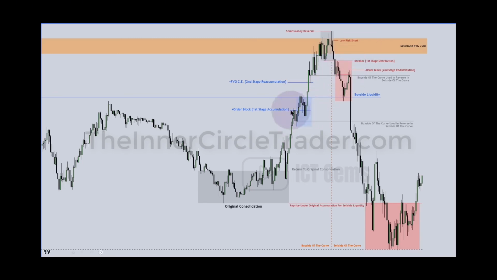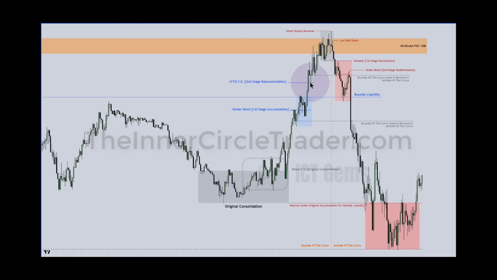Okay. So if you missed this one, this is also what I teach, which is a buy side imbalance, sell side inefficiency, consequent encroachment, which is the midpoint of this inefficiency. Did it get to this level up here yet? Nope. So this here is a bullish fair value gap, consequent encroachment, second stage reaccumulation right there.